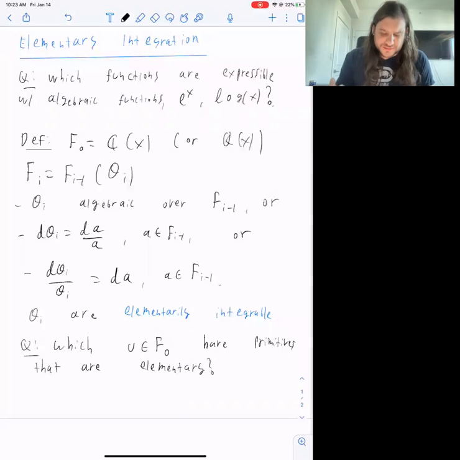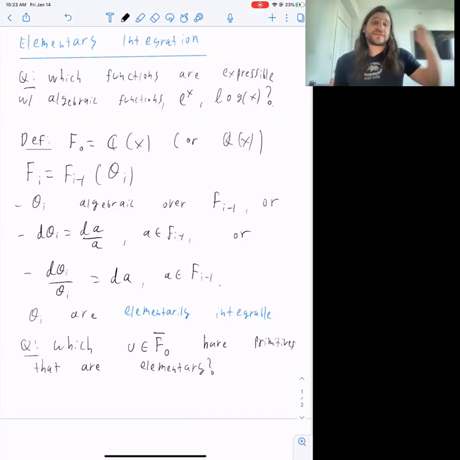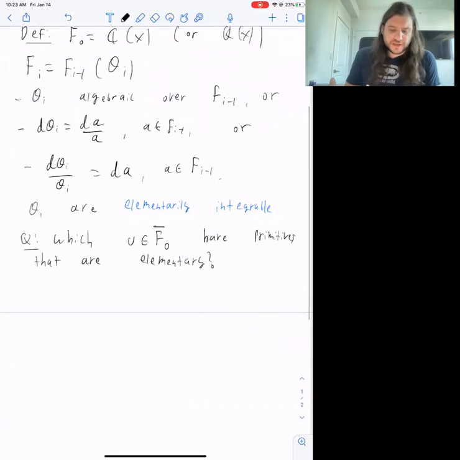Or maybe that's a little too simple. So let me just say instead f naught bar. So which algebraic functions over x, when you integrate them, can you express the resulting function in terms of exp and log, right? So this question was answered in a very satisfying way by Liouville, first of all.